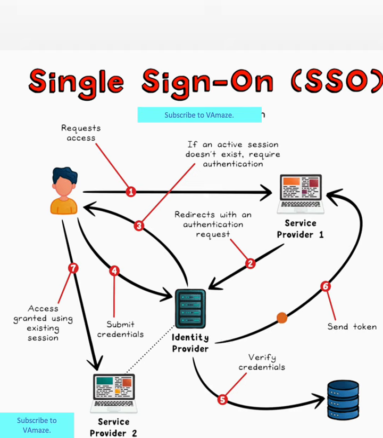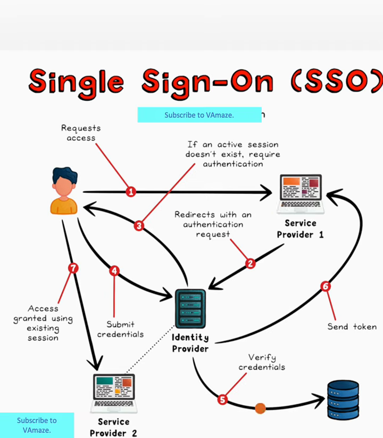Step 5. Credential verification. The identity provider verifies the submitted credentials against its secure database. This involves checking the username exists, validating the password hash, and ensuring the account is active and authorized.